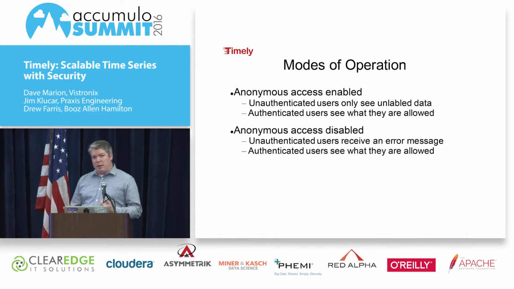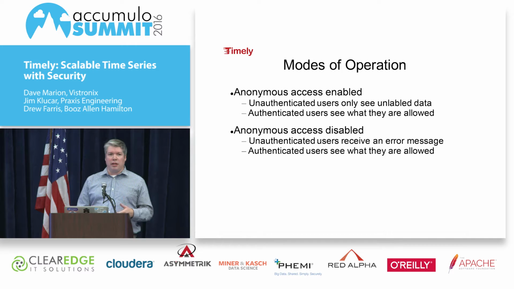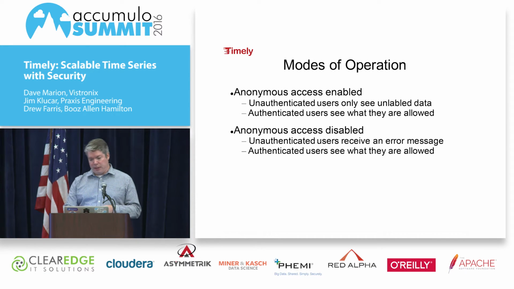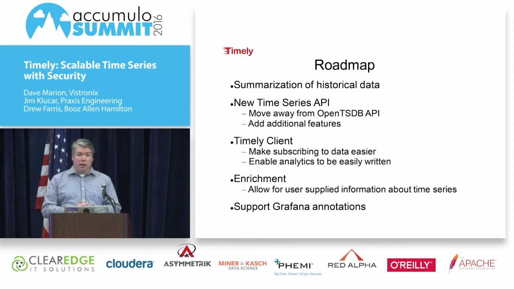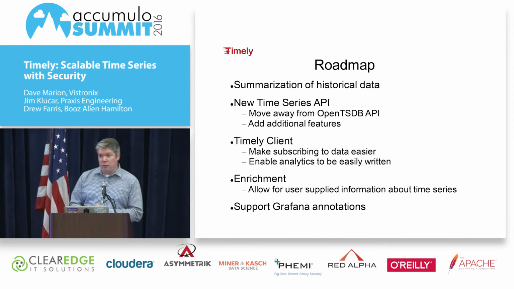I mentioned anonymous access. There's a variety of different modes we can run in. If it's enabled, unauthenticated users will only see the things that are unlabeled, whereas authenticated users will see the things that they're allowed to see. Or you can shut down anonymous access entirely, and unauthenticated users will receive an error message. So depending on how you're deploying this, how you're using it in your production environment, you can configure it in a variety of ways. Dave's going to talk a little bit about the roadmap for what's next in the future with Timely.